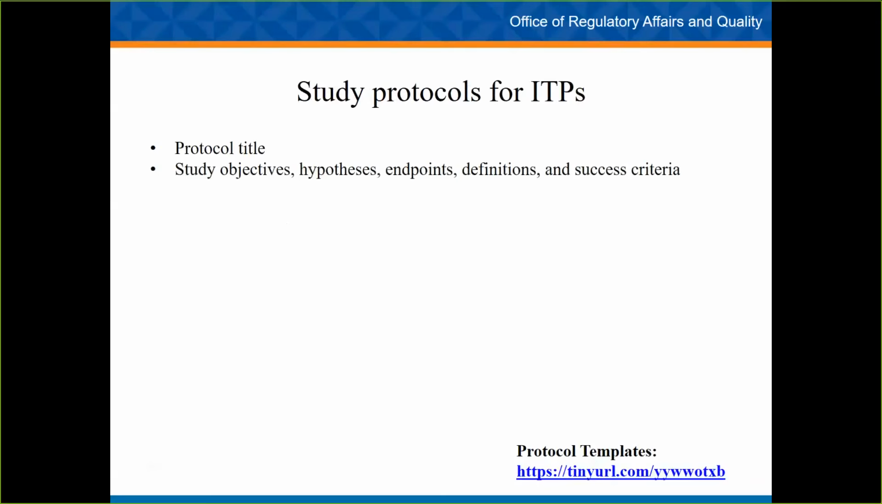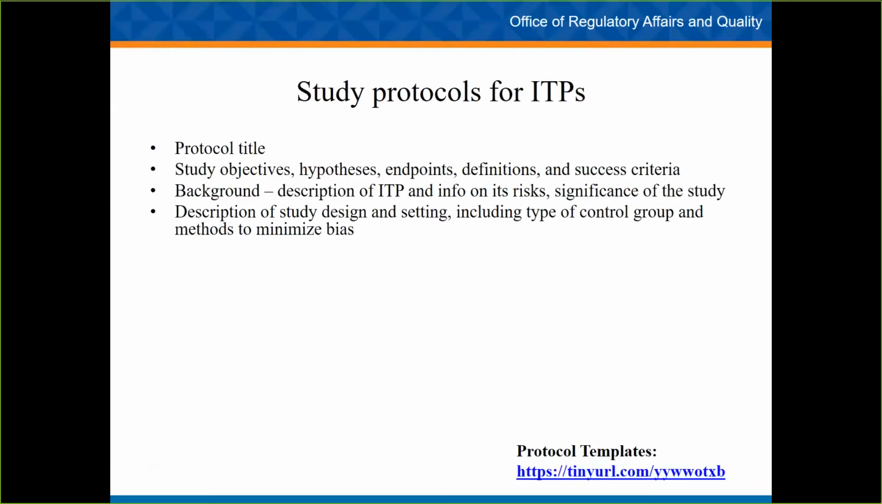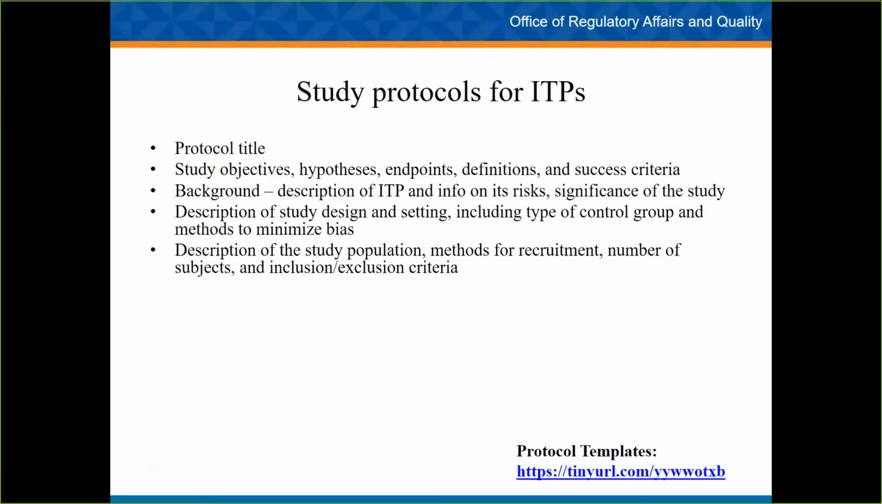So title, objectives, hypotheses, endpoints, success criteria. Fully describe the ITP, info on its risks and the significance of your study design, where you plan to conduct the study, type of control and methods to minimize bias, description of your population, methods for recruitment, number of subjects, inclusion-exclusion criteria, dose administration and how you plan to use the ITP, how you have the participants use the product, is it chewed, is it swallowed, is it smoked, etc.